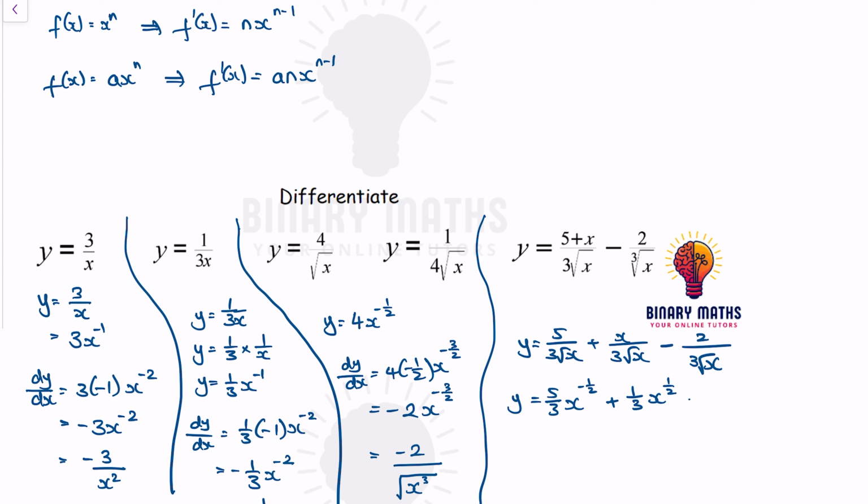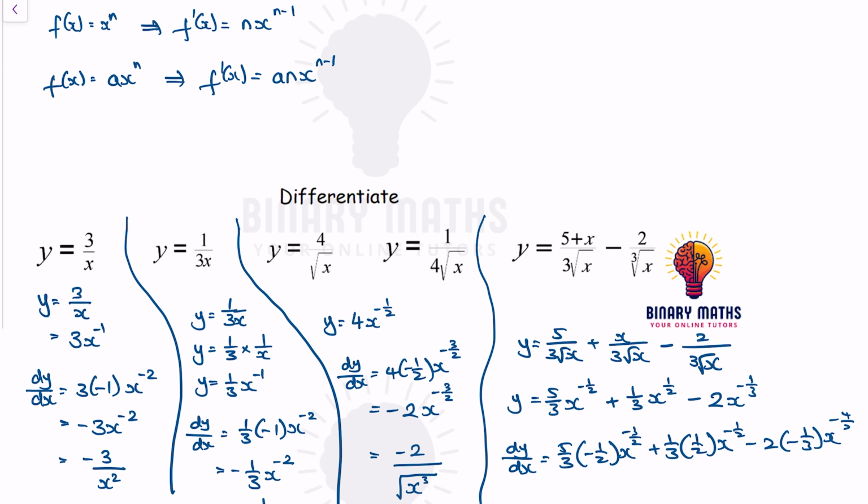And the last term is minus 2 cube root of x, which, because it's in the denominator, is the same thing as x to the power of minus a third. Now that I've got it in index form, I need to differentiate with respect to x. So I get 5 over 3 times minus a half, x to the power of minus 3 over 2, applying the rule, plus a third times a half, x to the power of minus a half, minus 2 times minus a third, x to the power of minus 4 over 3.